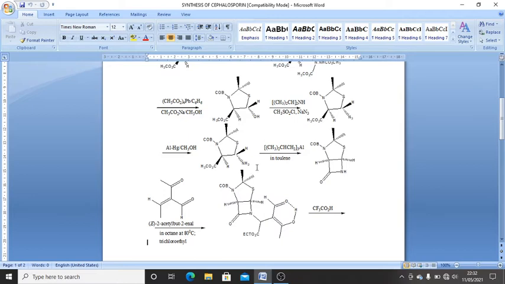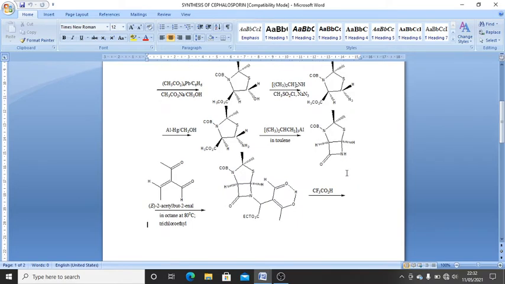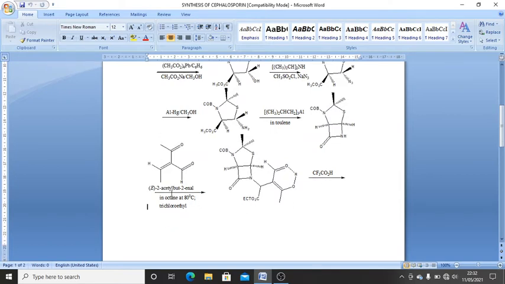This 5 amino derivative in the presence of aluminum isobutoxide in the solvent toluene would give me an azobicyclo derivative. Now these groups, that is an ester group and an NH2 group, the lone pair of electrons on the NH2 will attack the ester group to give a cyclization to give an azobicyclo derivative.